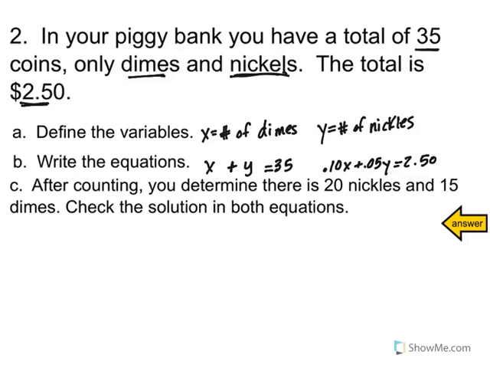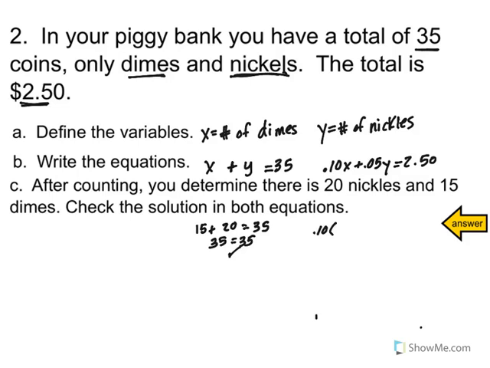Check the solution in both equations. So we want to check it in both. So I have X plus Y equals 35. X was the number of dimes, so 15 dimes plus 20 nickels equals 35. So 15 plus 20, that does equal 35. So I know that this first equation was correct.